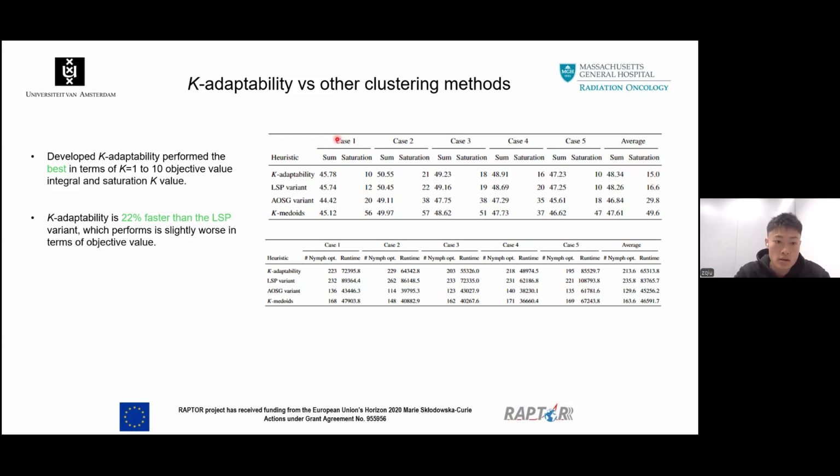Okay, but speaking of time-wise, our heuristic is 22% faster than the comparable variant. So the advantage of it is also that it's fast. So that's the result.